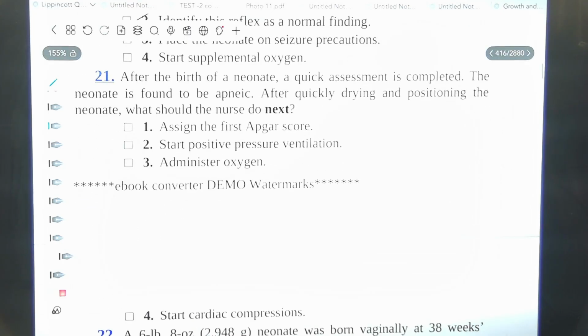Now next question, that is 21. After the birth of a neonate, a quick assessment is completed. The neonate is found to be apneic. After quickly drying and positioning the neonate, what should the nurse do next?